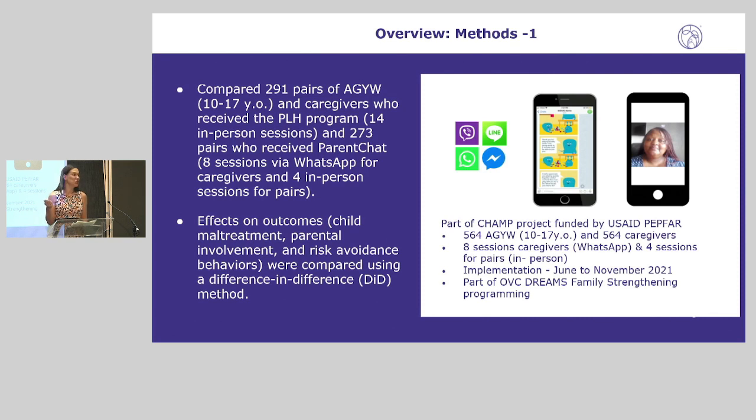We compared this to a digital adaptation that has been developed by the University of Oxford, called Parent Chat. It's 12 sessions in total, 8 of which are delivered via WhatsApp to caregivers only, using audio, video, illustrated comics, really quite innovative content. The other four sessions are delivered in person for both adolescents and caregivers, so it was more like a blended approach. The primary outcome analyzed was child maltreatment, and then we looked at differential effects between these two groups on a range of secondary outcomes, including but not limited to parental involvement and risk avoidance behaviors. And we used a pre-post test methodology and also a difference in difference analysis.